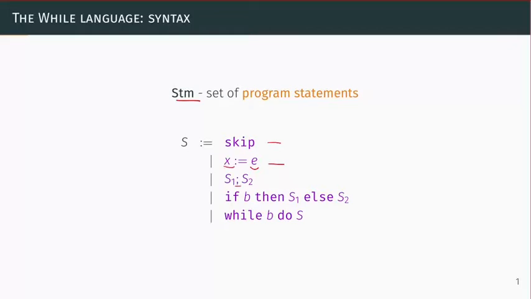The semicolon here represents a sequence of statements. That means first execute S1 and then execute S2. We also have the classical conditional statement, the if then else, and we also have while loops. Our while loops just execute the statement inside repeatedly as long as the condition B remains true.